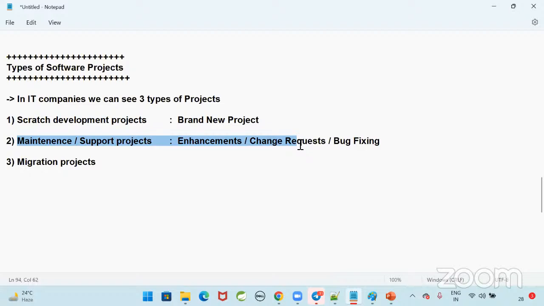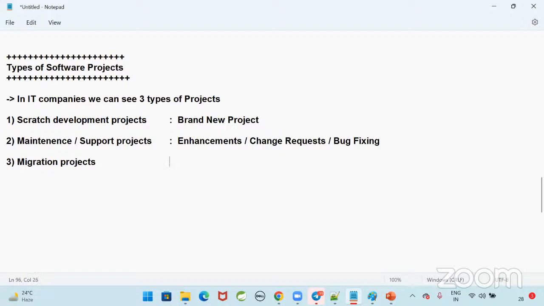You may get an enhancement, add some new functionality in the existing project, change some functionality in the existing project. If any bug is coming, fix that bug. So learning scope is very less when you go for support projects, guys. But unfortunately, nowadays 99% you will be part of maintenance projects only in the MNC companies. Scratch development projects are very, very, very less. Okay, guys.